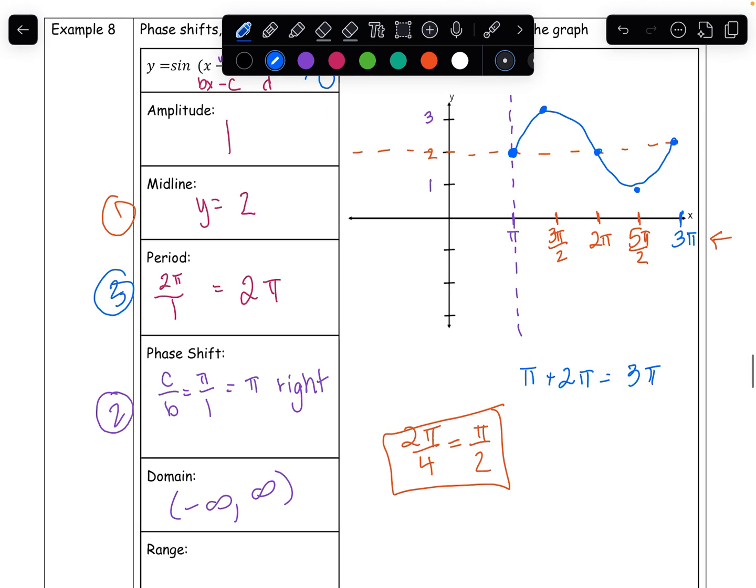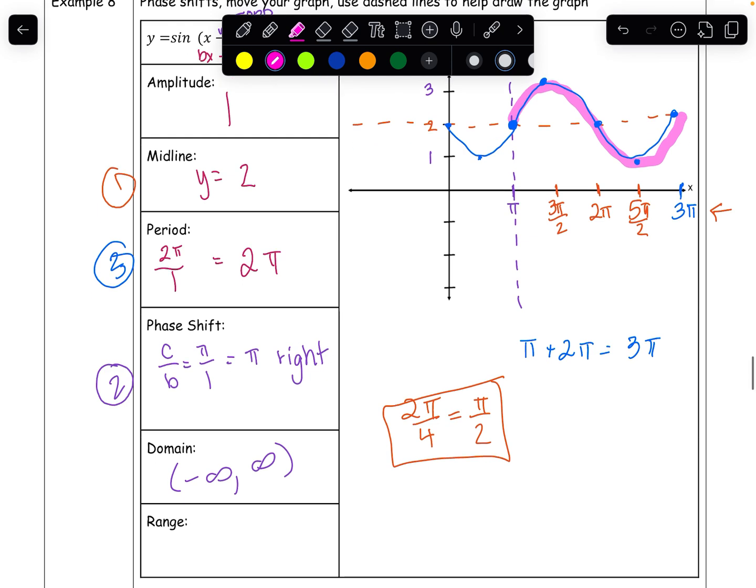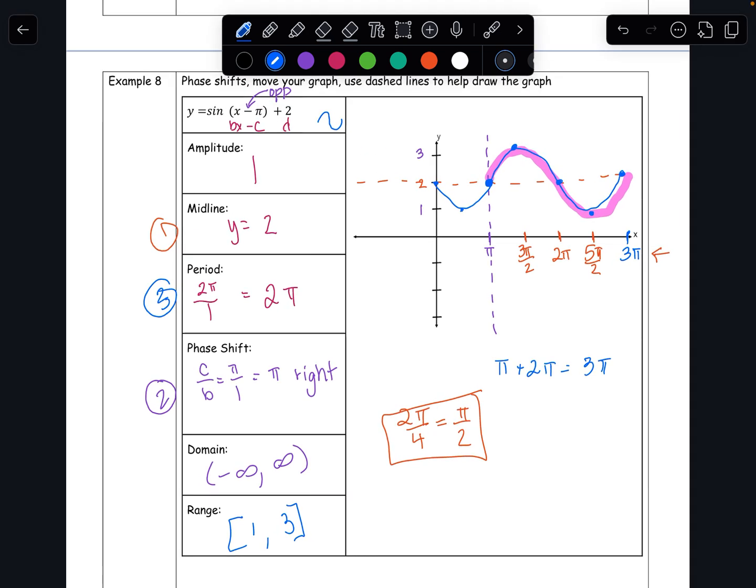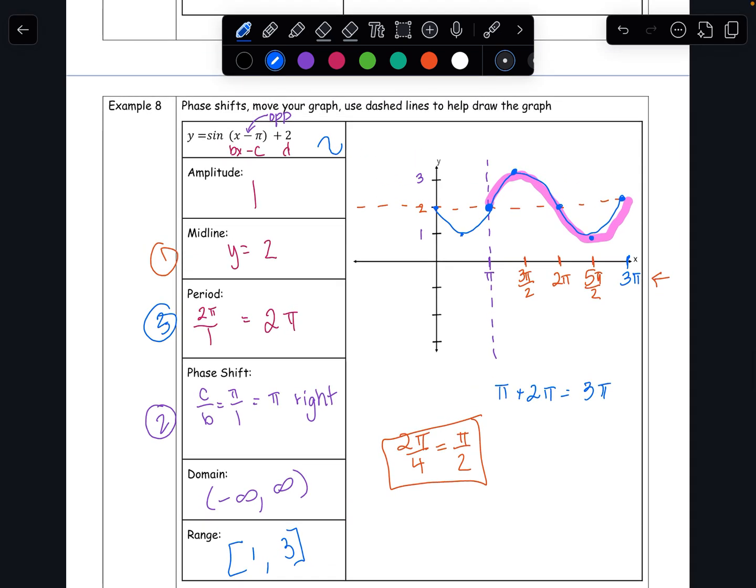It's only one cycle. If you wanted to, you could technically keep going and be bougie if you want, but I only need one cycle, and that's this. And so our range is bracket 1 to 3 with a bracket. Maybe you figured out how you can find your range really quickly, but that is graphing sine and cosine using transformations and phase shifts. We will do the rest in class together.